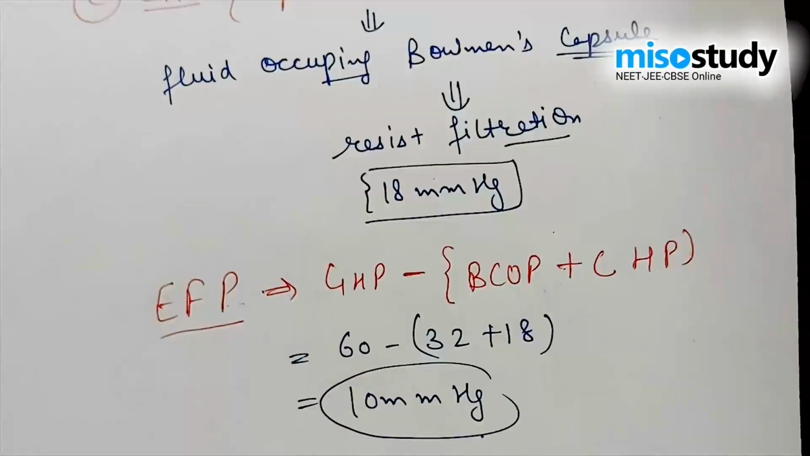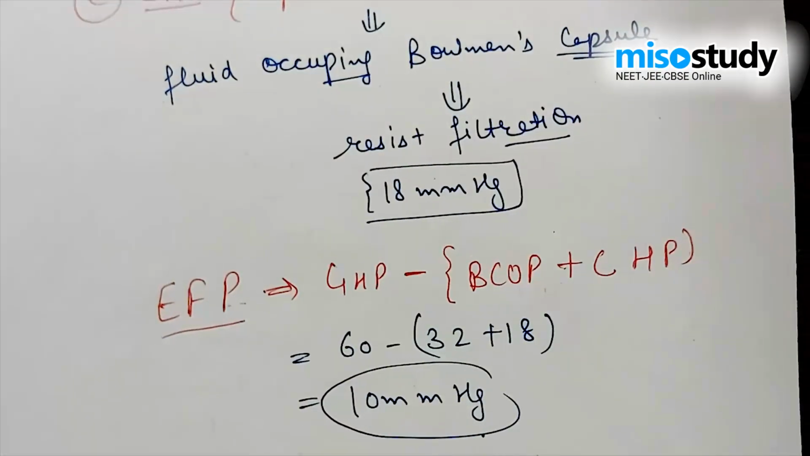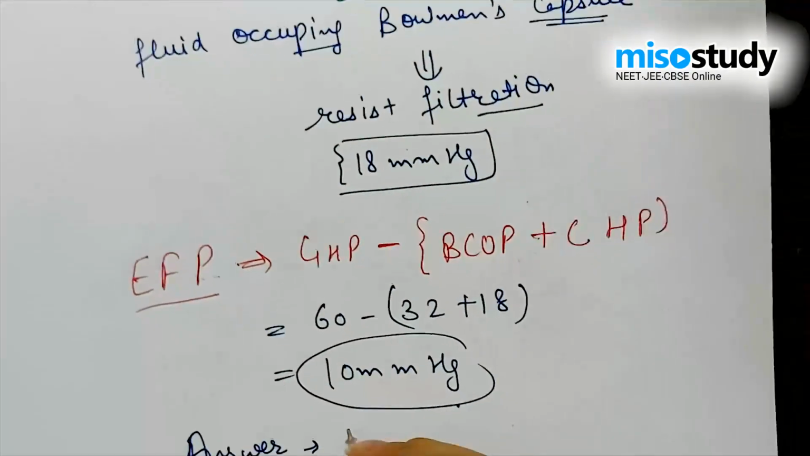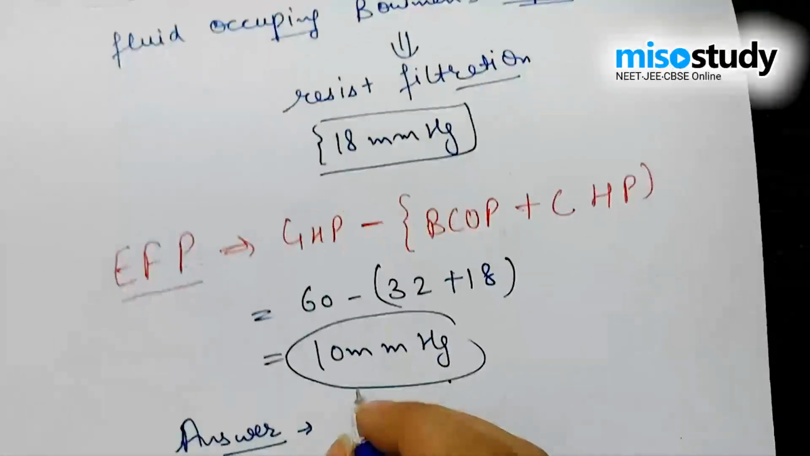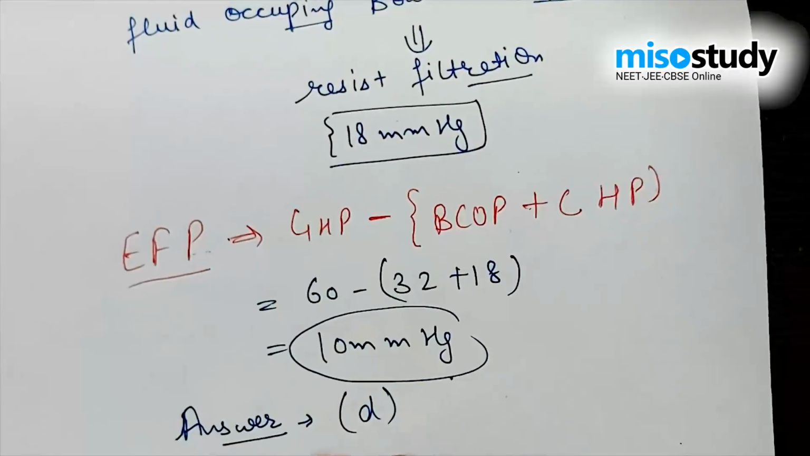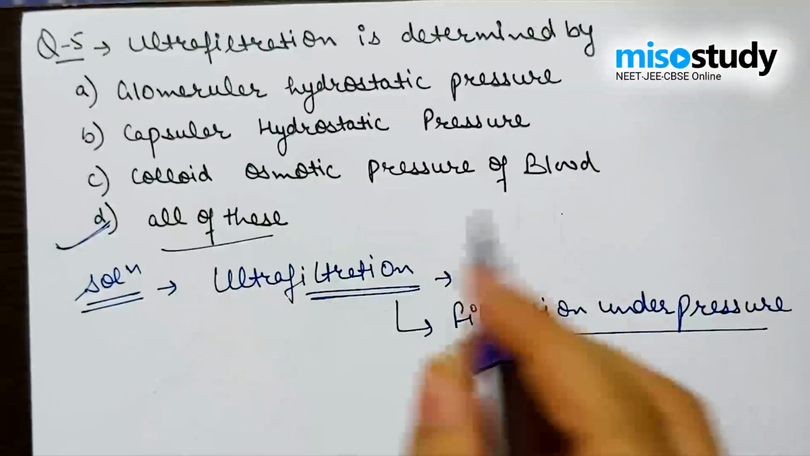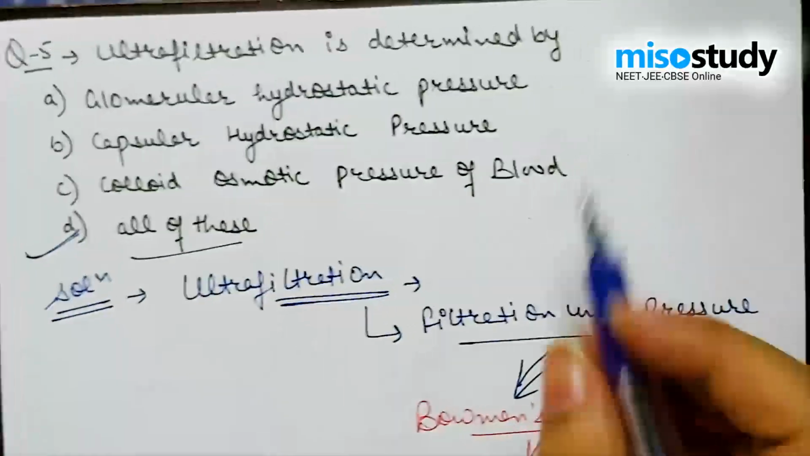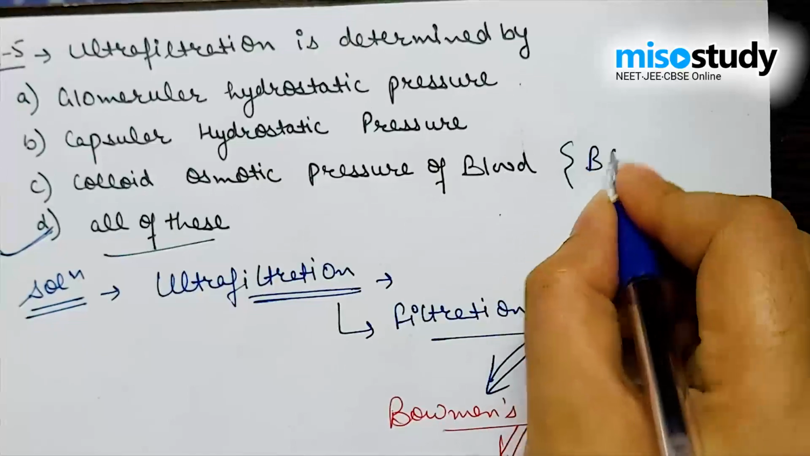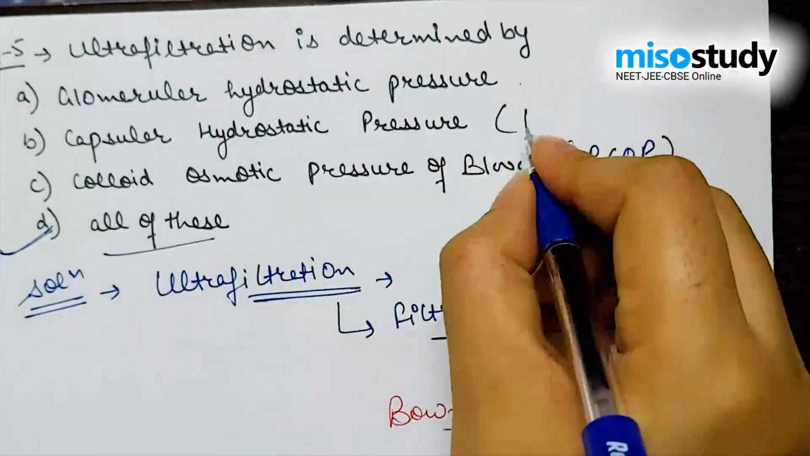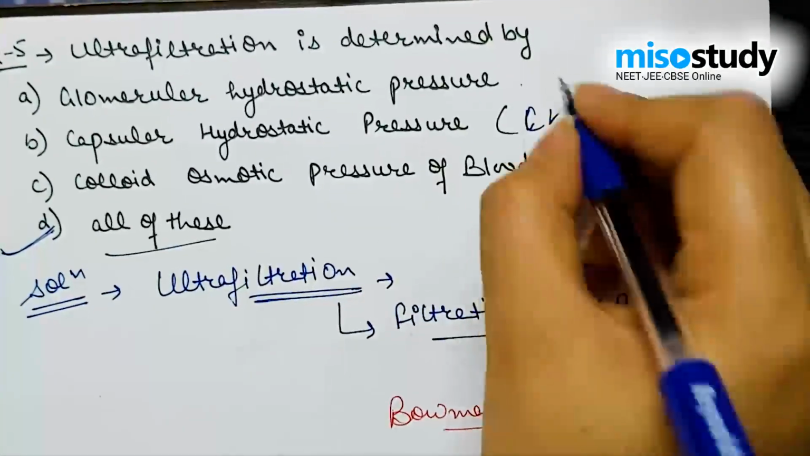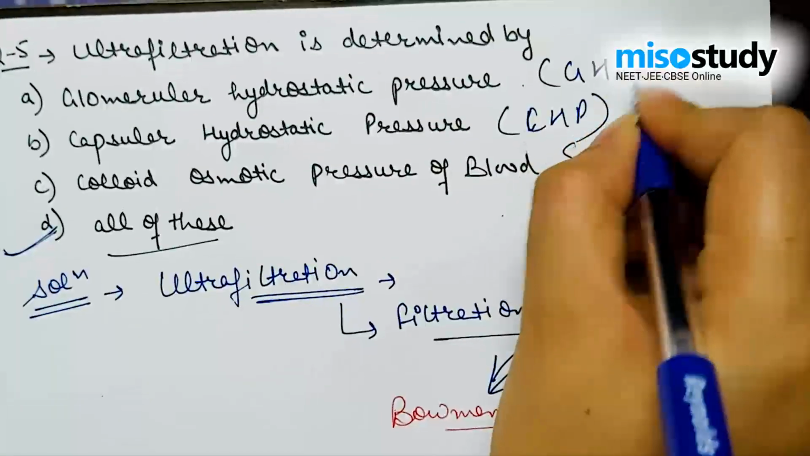So according to the discussion so far, the right answer for the question is option D. Option D is the right one in this case. Let's mark the right one, option D, which includes all these pressures: BCOP, CHP, and GHP.